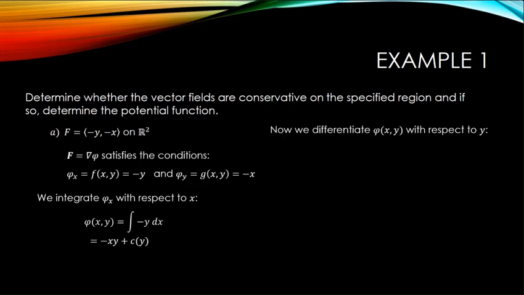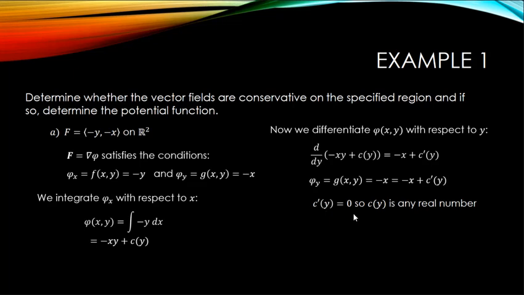Now I differentiate my new expression phi of xy with respect to y. This means I take the derivative with respect to y of -xy plus c of y. This gives me -x plus c prime of y. The partial of phi with respect to y is equal to g of xy, but I've just taken the derivative with respect to y of the function I found through integration. I got -x plus c prime of y. Comparing these two, I see that my c prime of y is equal to 0, which tells me that c of y is any real number. Since it's any real number, I'm going to let it be 0, and my potential function phi of xy is given by -xy.